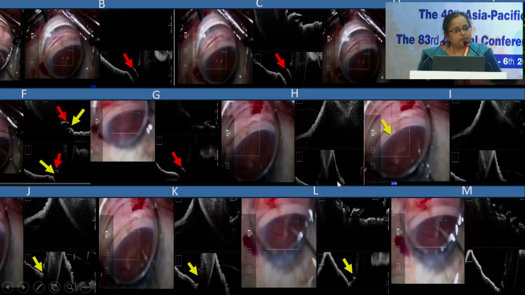The other interesting possibility is if you have access, you can use the intraoperative OCT. You can actually image at various steps as you're incising.